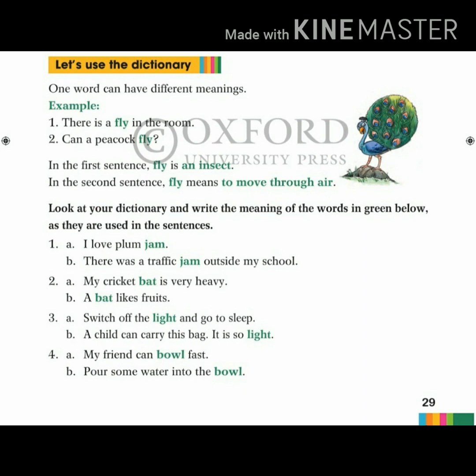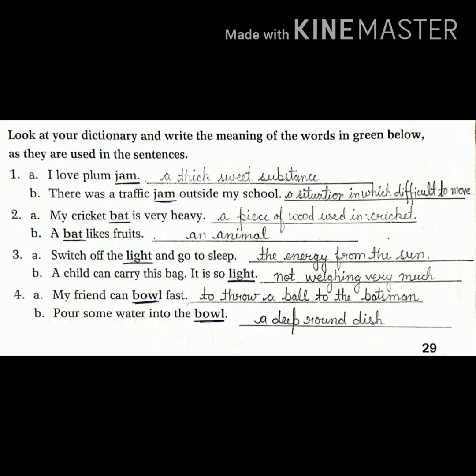Look at your dictionary and write the meaning of the words in green below as they are used in the sentences. So children, you can draw lines like on the slide I have shown you. On that line you can write down the meanings of the green words. First A, here: I love plum jam. Children, jam, I think you have already eaten with bread, yes? So here jam means a thick sweet substance. B, there was a traffic jam outside my school. Here the word jam means a situation in which it is difficult to move, yes?